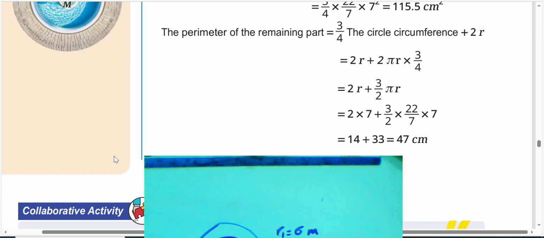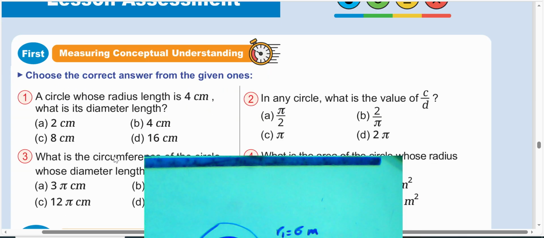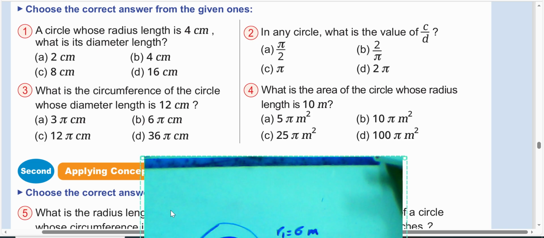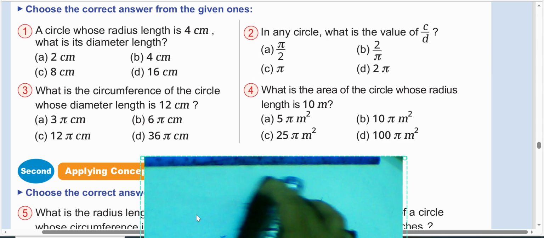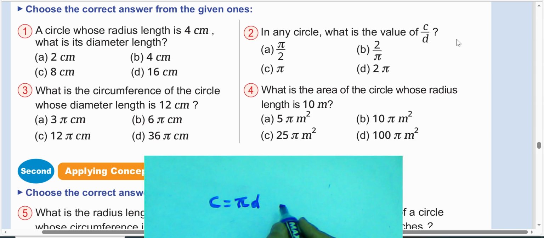Complete with me. Unit assessment. Measuring, conception, understanding. Choose the correct answer. Number 1, a circle whose radius length is 4 cm. What is the diameter? Diameter is 4 times 2 equals 8. Then the diameter will be 8 cm. Choose letter C. Number 2, in a circle, what is the value of C over D? We know circumference equals pi times D. Then if we divide C by D, it gives pi. C over D equals pi.